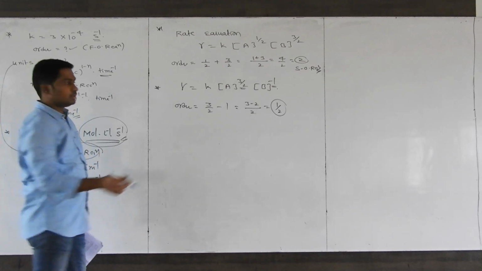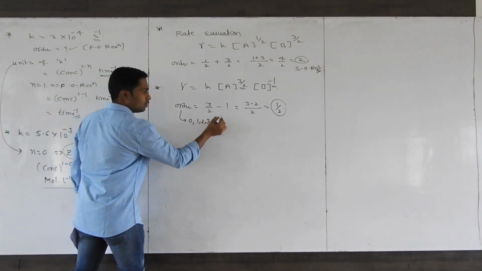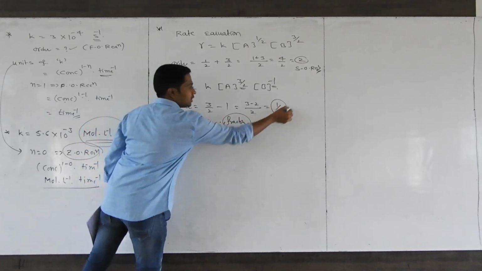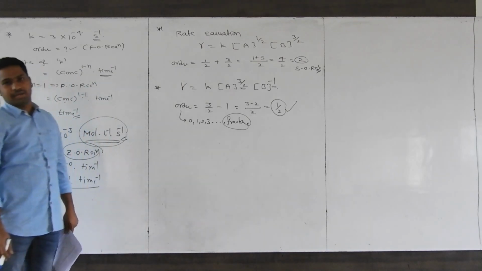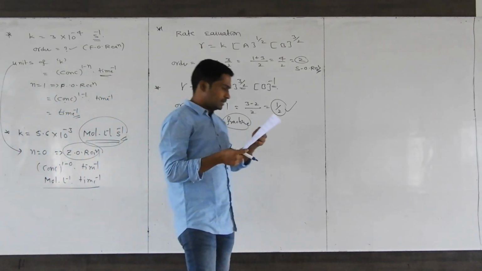Order values may be 0 or 1, 2, 3, and so on, and also fractional. So fractional order is also possible for chemical reactions. We already discussed it, yes. Next, you see one more thing.